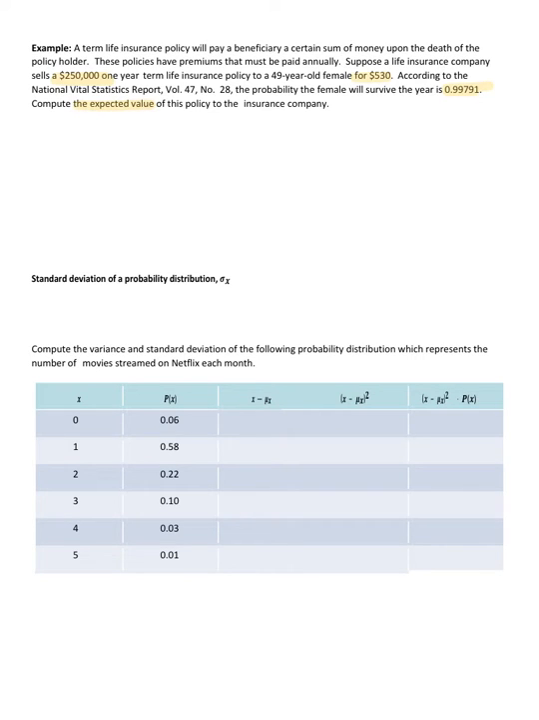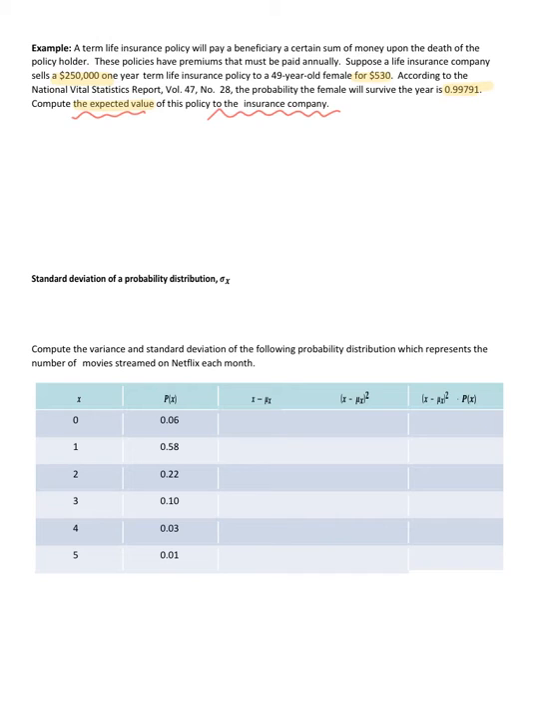Okay, compute the expected value. Here we go. Expected value of this policy to the insurance company. So this part, to the insurance company, is actually important. We want to know how much money the insurance company is going to make, right? So expected value is your key word right here. The expected value is the same as mu of x, which is the mean of the probability distribution. And a probability distribution has a random variable and the corresponding probability. So we can start here.